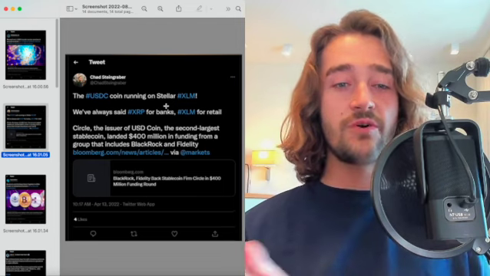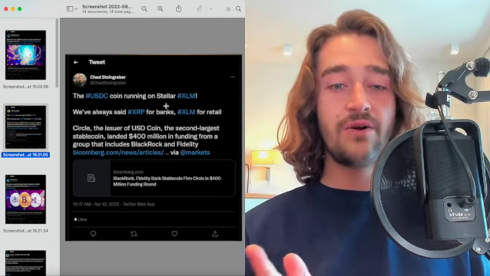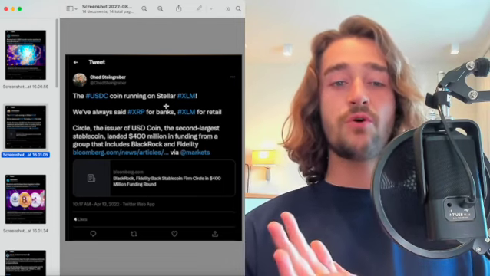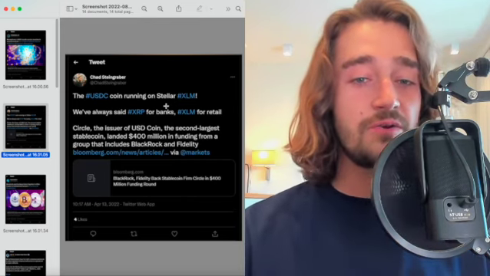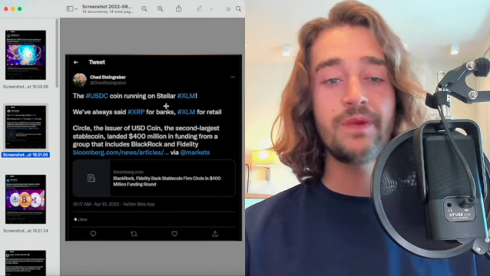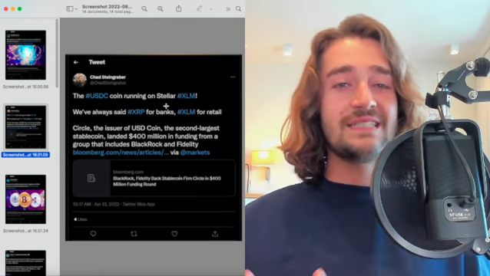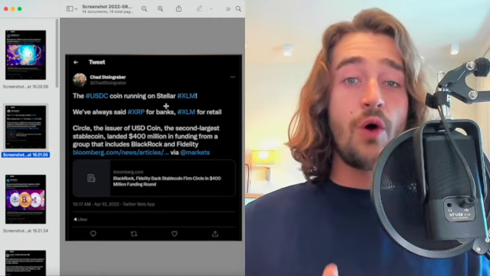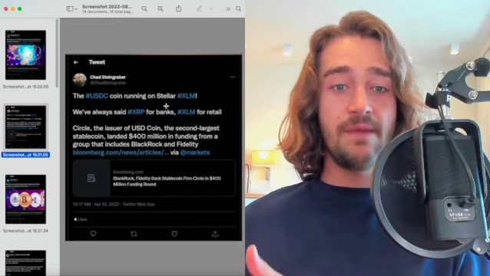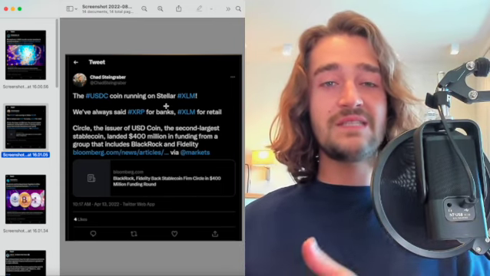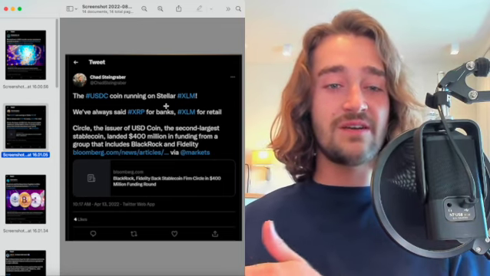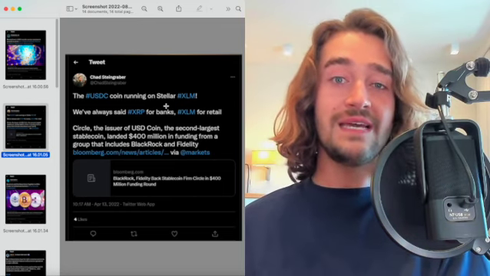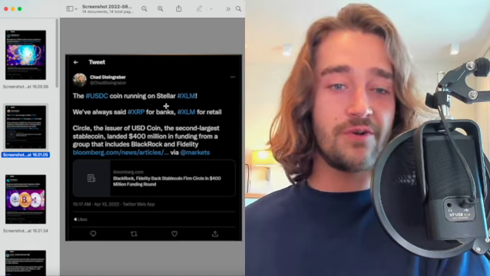And so Circle, the issuer of USD Coin, which is the second largest stablecoin, landed $400 million in funding from a group that includes BlackRock and Fidelity Group. Now, why is this amazing, guys? The first thing: Circle is part of XLM, in the sense that they have a partnership going on, which means that anything that is good news for Circle is indirectly good news for XLM.